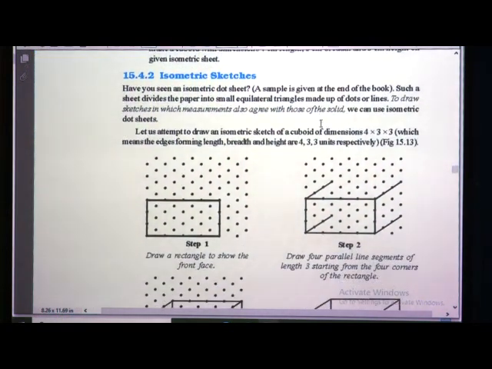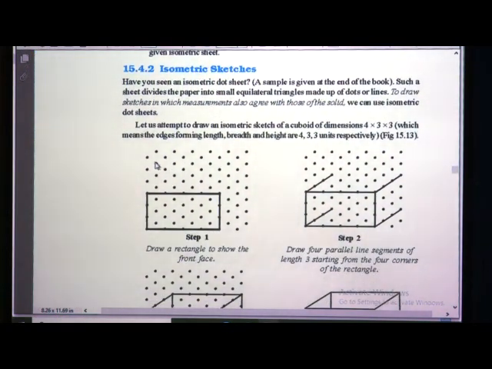Now, we will see some of the isometric sketch. What is an isometric sketch? It is nothing but a dotted paper. Draw a rectangle to show a front face. If you want to draw on the isometric sketch, that is a dotted paper. Have you seen an isometric dot sheet? Yes, we will see here, these are the isometric dot sheet. A sample is given at the end of the book.